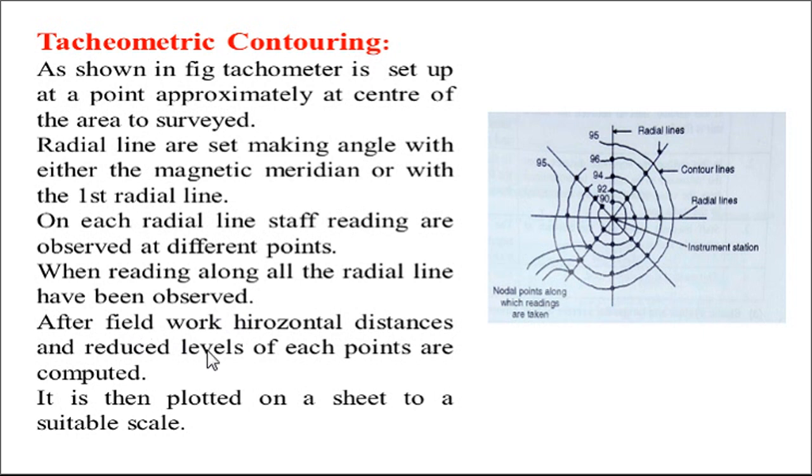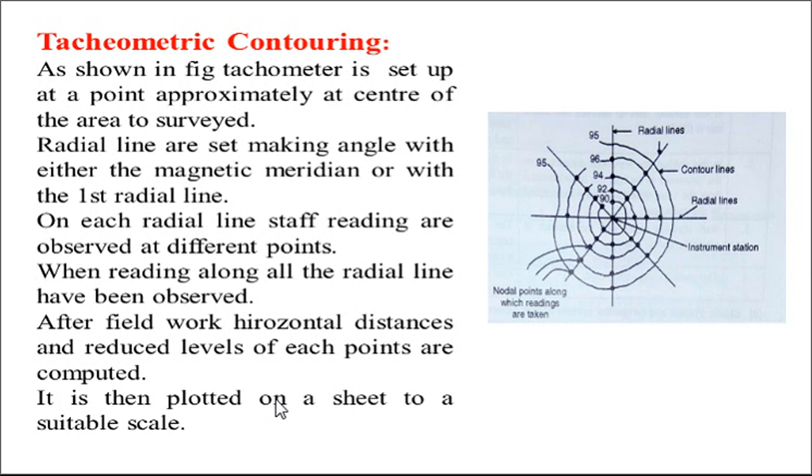After field work, horizontal distances and reduced levels of each point are calculated in the office using the formula D = Ks + C, and V is calculated by the formula V = Ks sin 2θ / 2 when the analytic lens is used. Then by knowing the value of D we know the horizontal distances, and by knowing the value of V we can calculate the reduced levels of all points.